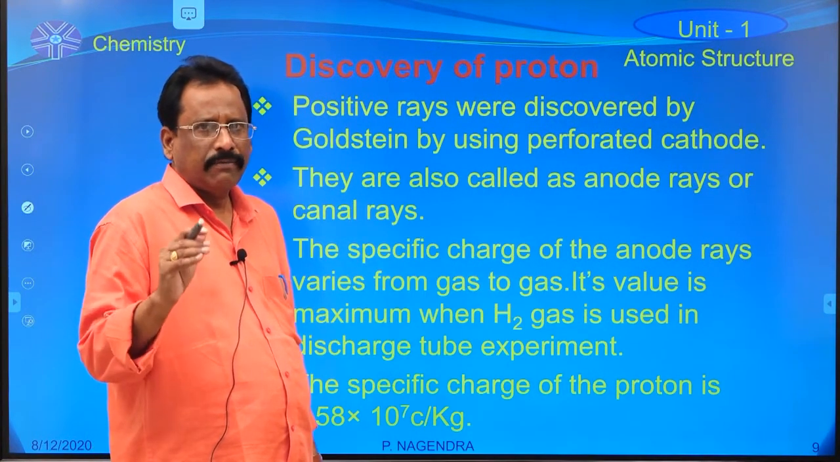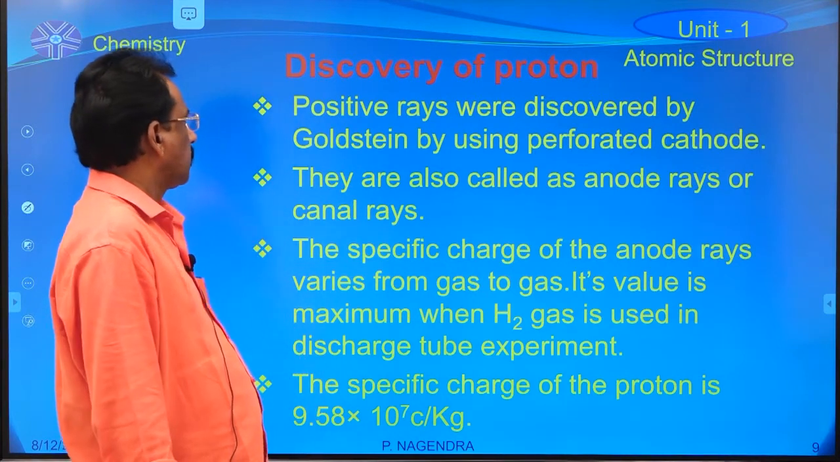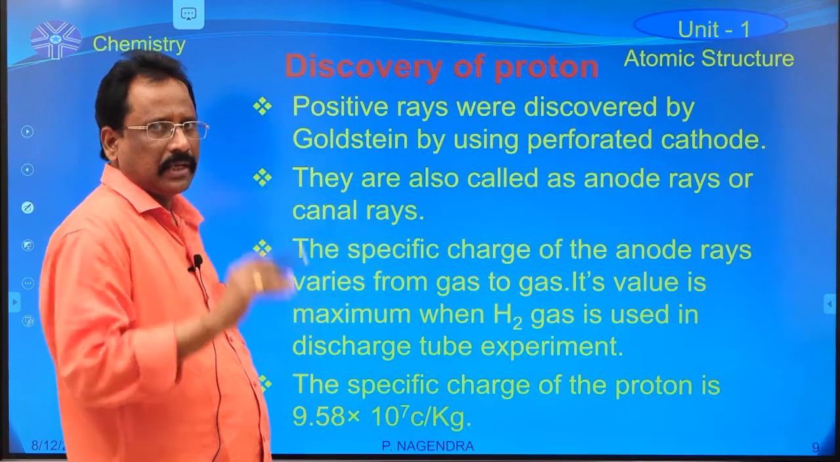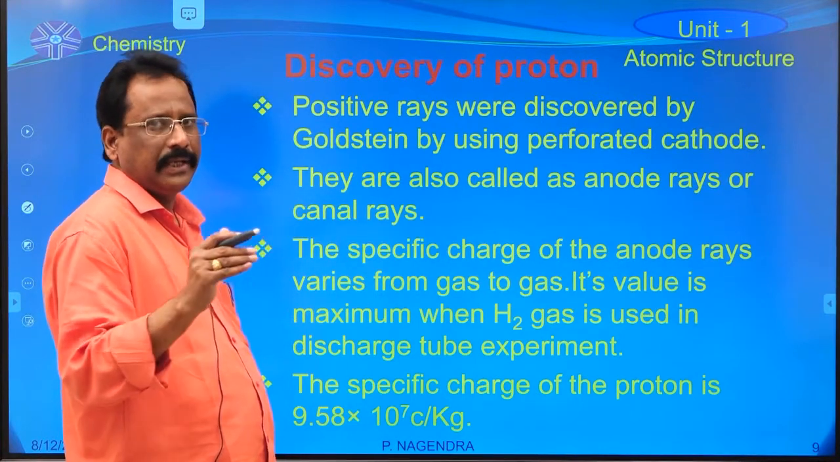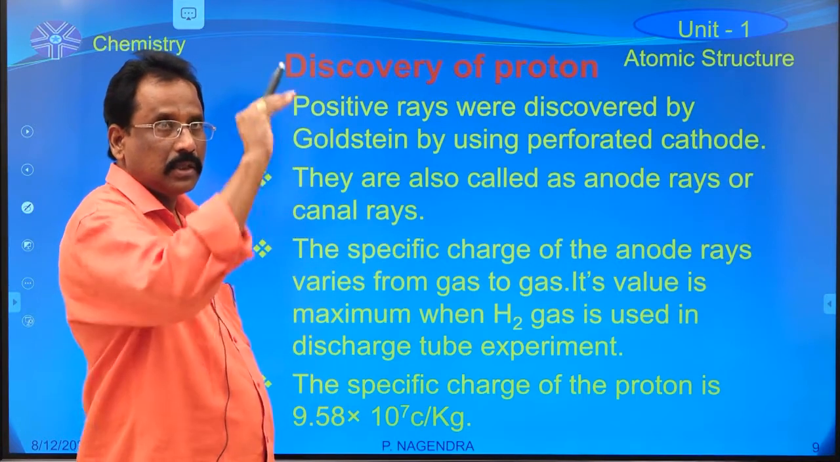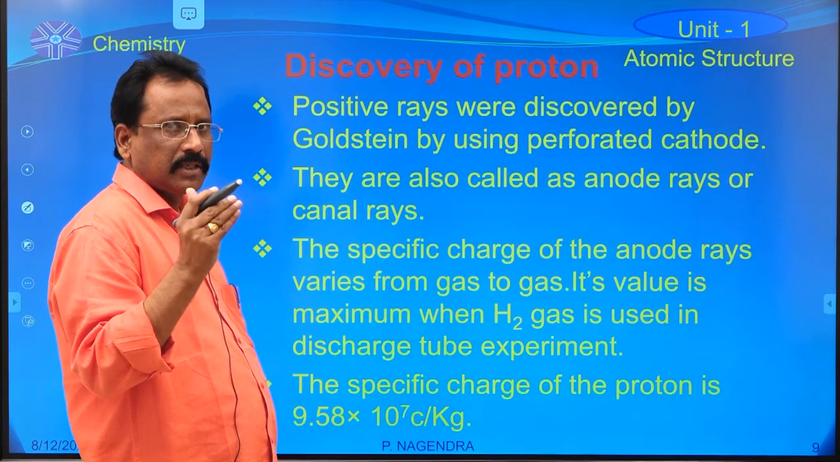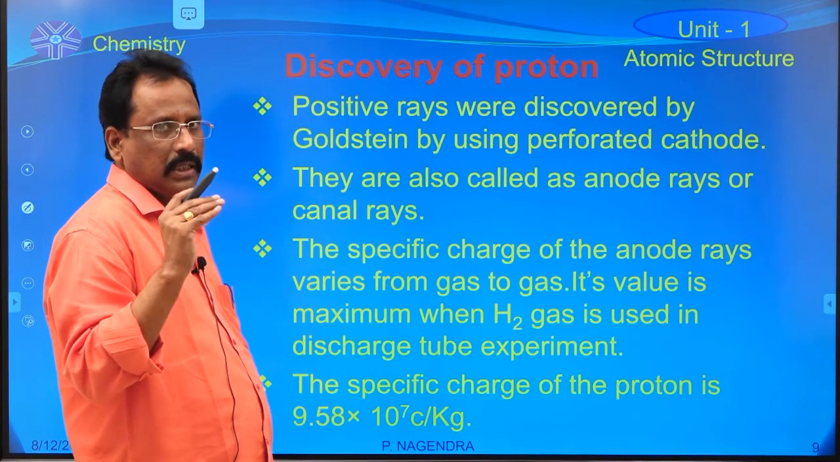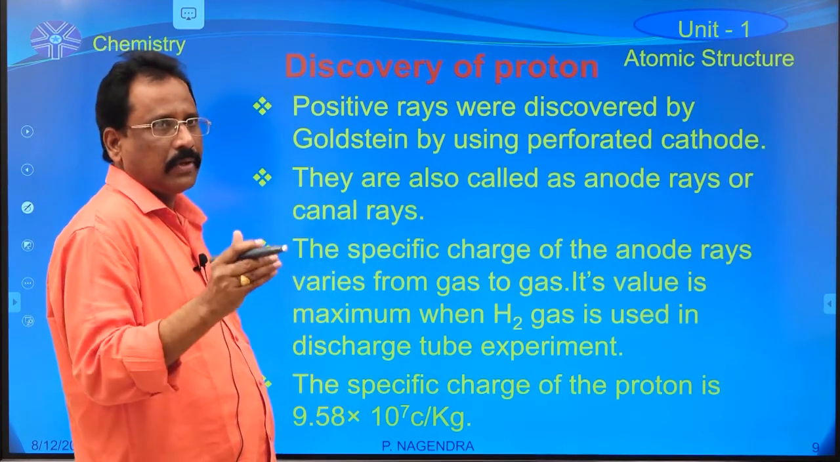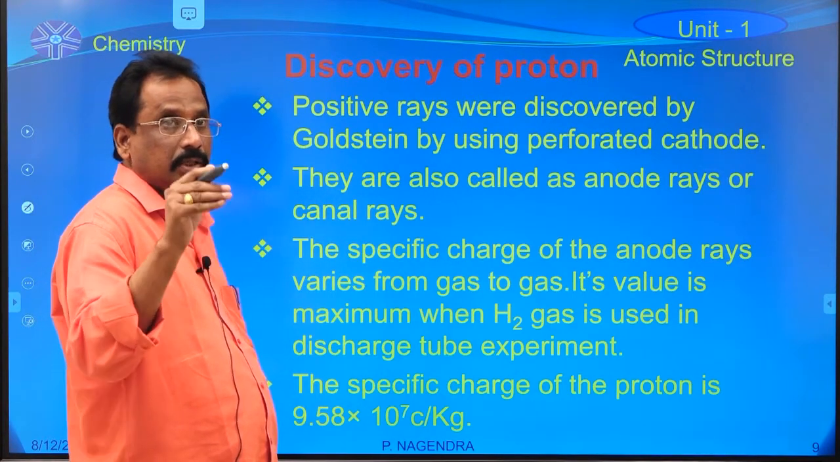Now the second fundamental particle present in an atom is proton. Its representation is 1H1. In the similar way, electron representation is e, minus 1 charge, 0 mass. 0 mass means mass is very negligible. It is already known to you. Its value is 1 by 1837th the mass of the hydrogen atom.